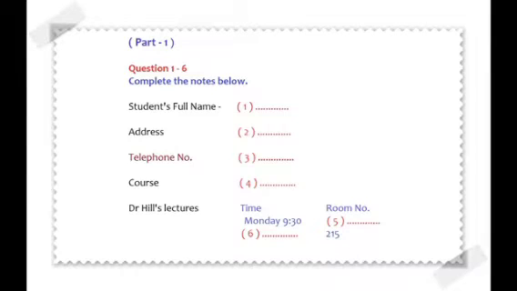Register for her first year social science course. As you listen, fill in the gaps numbered 1 to 6. First you will have some time to look at questions 1 to 6. Now listen carefully and answer questions 1 to 6.